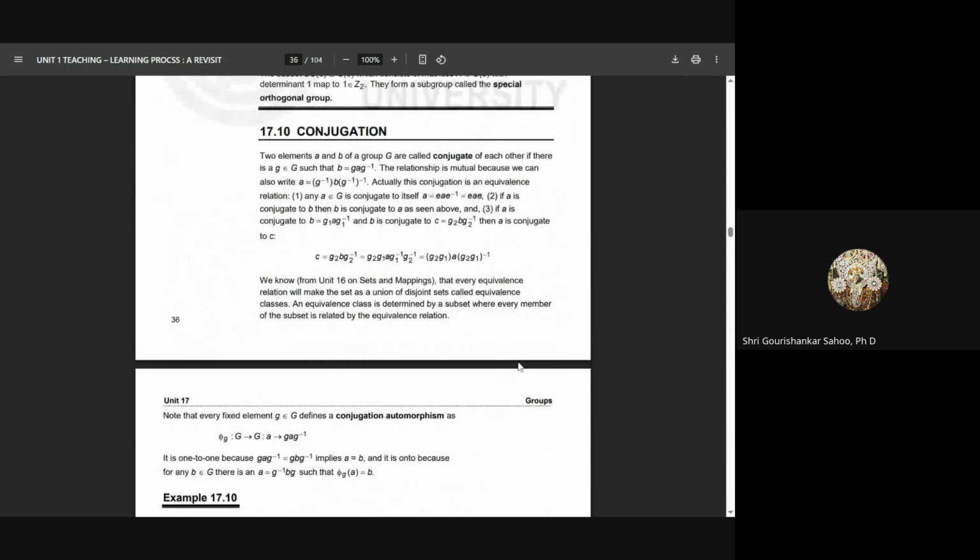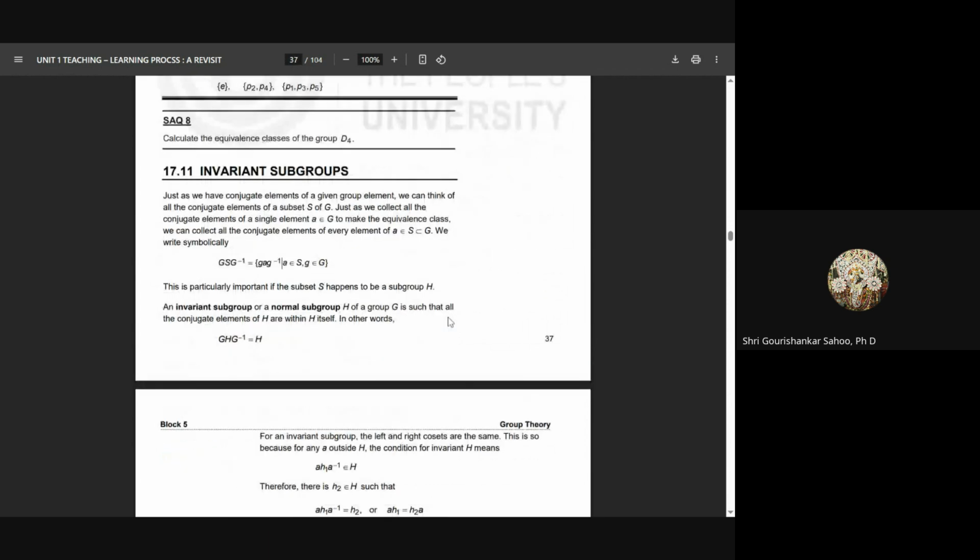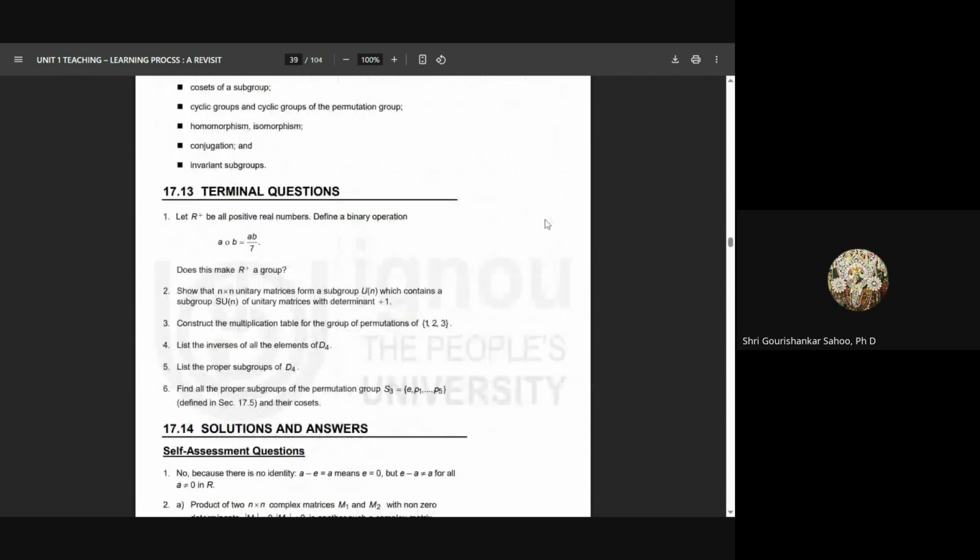Then two elements a and b of a group G are called conjugate of each other if there is a g belongs to G such that b equals g a g inverse, and the relationship is mutual because we can also write a equals g inverse b (g inverse) inverse. Then invariant subgroups. An invariant subgroup or a normal subgroup H of a group G is such that all the conjugate elements of H are within H itself. So g H g inverse is equal to H.